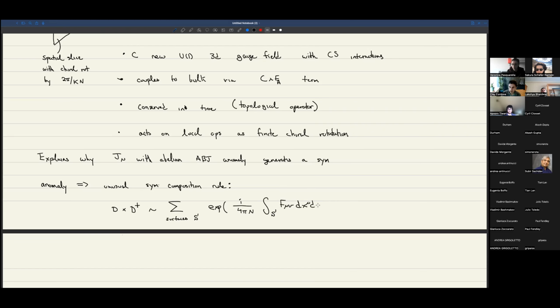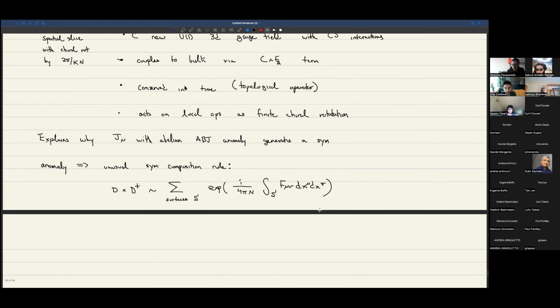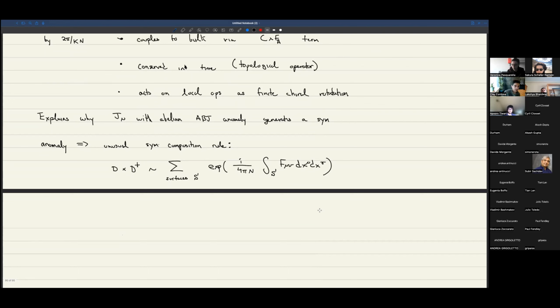It's a sum over surfaces of the following kind of operator: the integral over the surface of F, the field strength. This is the flux of the bulk gauge field A over the surface. So it's not one. Instead, the right-hand side of this D D dagger is a sum of magnetic flux operators.